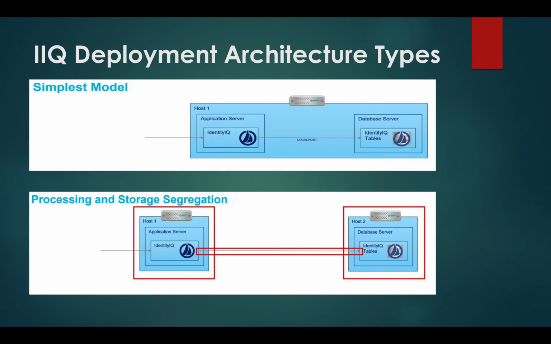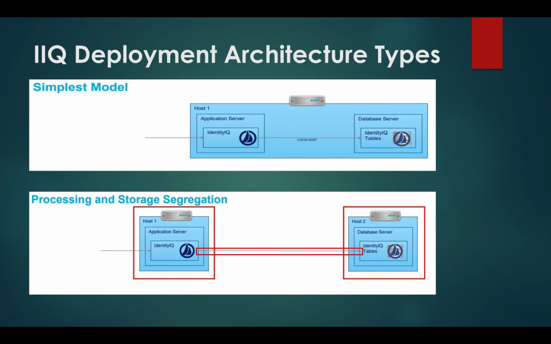In the simplest model, IdentityIQ is deployed into an application server and its tables are created in a database server. Therefore, the application server and database server are running on a single host. But if we run the IdentityIQ application server on host 1 and the IdentityIQ tables in the database server on host 2, then this kind of architecture is known as processing and storage segregation.